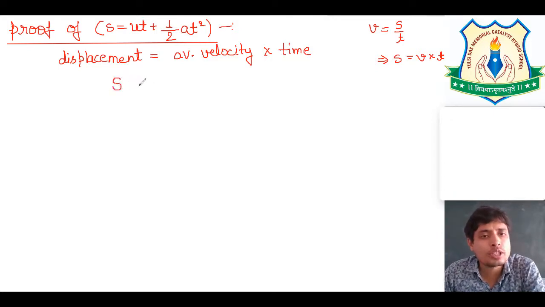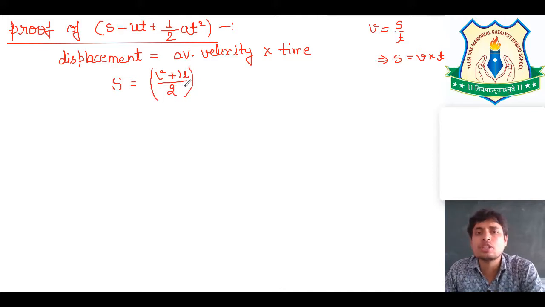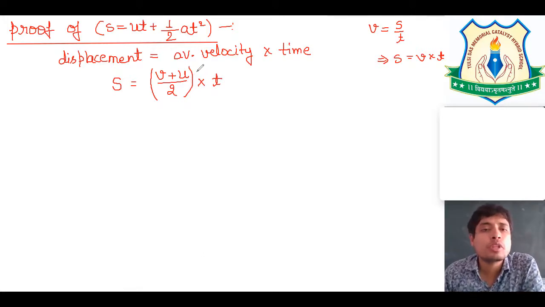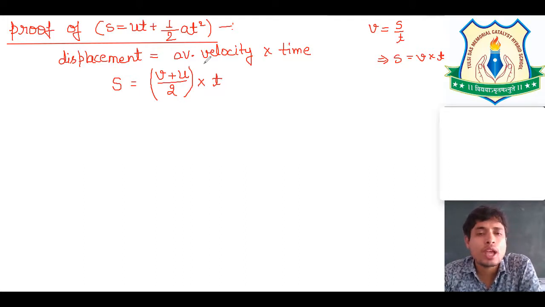Net displacement is s and the average velocity will be v plus u upon 2, average of initial velocity and the final velocity, into time t. And one more thing I should inform you, we have taken here the average velocity as v plus u by 2. This you can apply only when they have the constant acceleration. Since the motion has the constant acceleration, that's why we can apply it here.